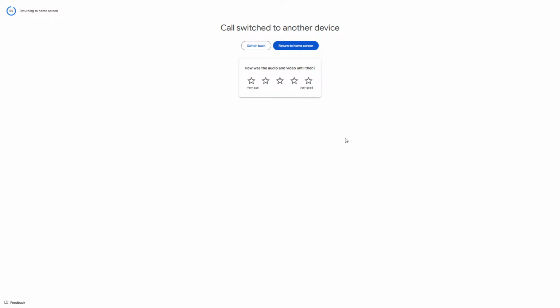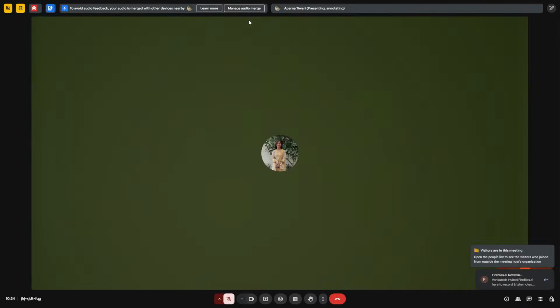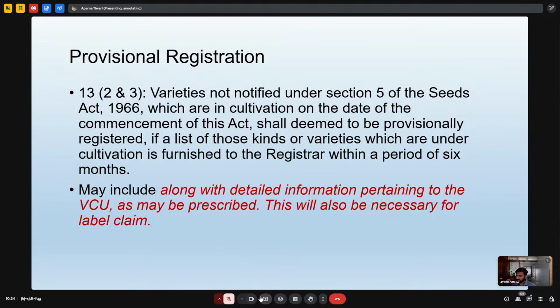Here again, along with the detailed information, let the data or information be submitted. No need for conducting MLT because these varieties are already in cultivation. But that information also should be submitted to establish the label claim. Next one, please.